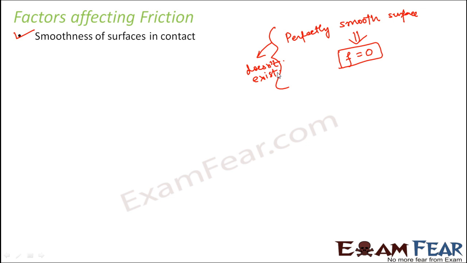So the first factor is how smooth or how rough the surface is. Based on that, the friction will change. If a surface is smooth, the friction will be less. If a surface is rough, the force of friction will be more.